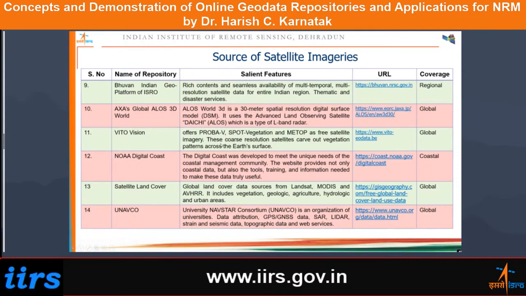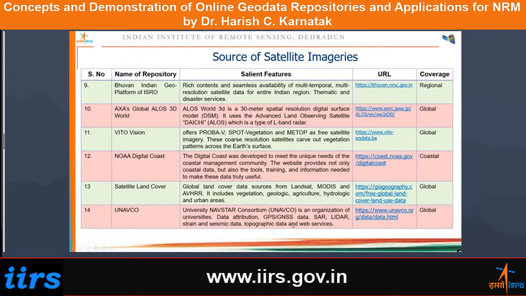VegetationVision is a website again for the SPOT vegetation and other free satellite imagery. These coarse resolution satellites basically provide vegetation patterns across the Earth's surface. Similarly, we have the NOAA Digital Coast, Satellite Land, and others. These are some popular websites.